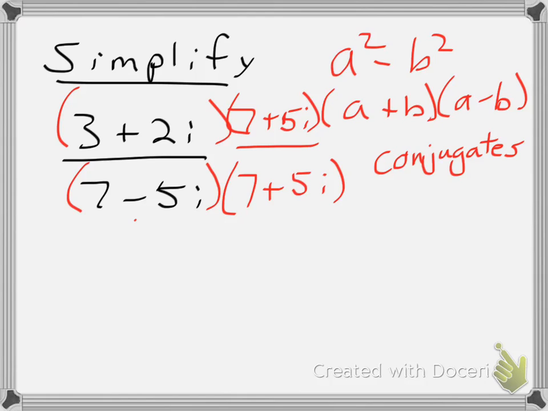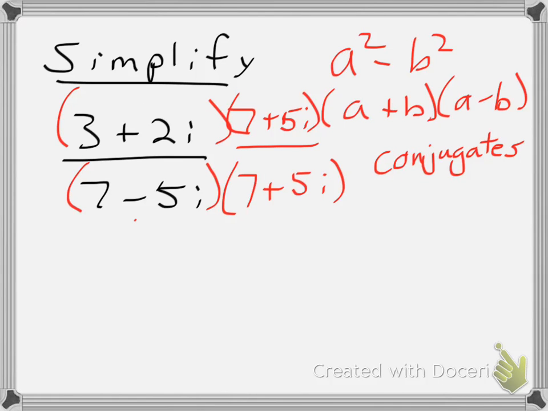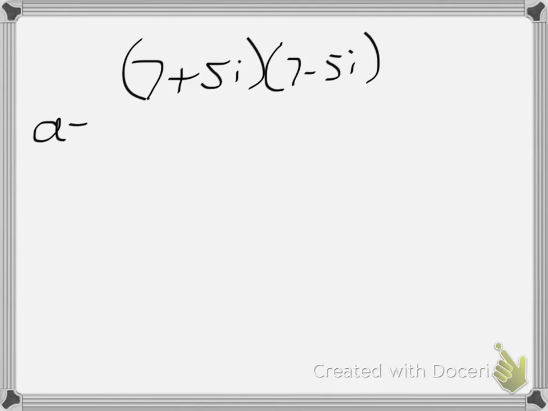Now, we have a shortcut we can use for the denominator only. If I'm looking at, again, 7 plus 5i times 7 minus 5i, as we saw before, when you multiply these out, you'll get a squared minus b squared. So in this case, it's a matter of identifying what is our a, in this case it's 7, what is our b, in this case it's 5. We'd say, alright, we'll square that, and subtract.